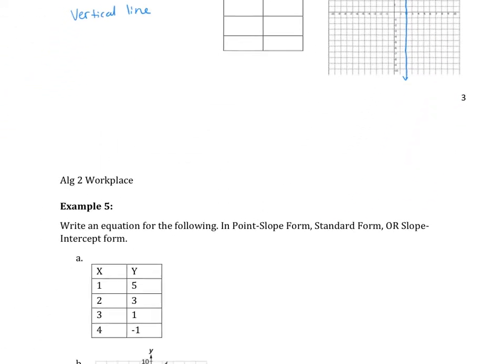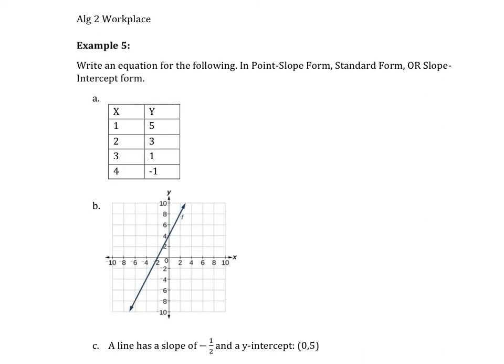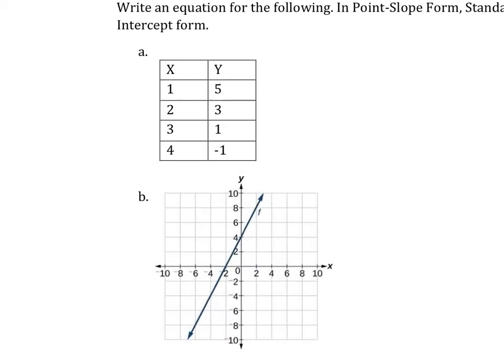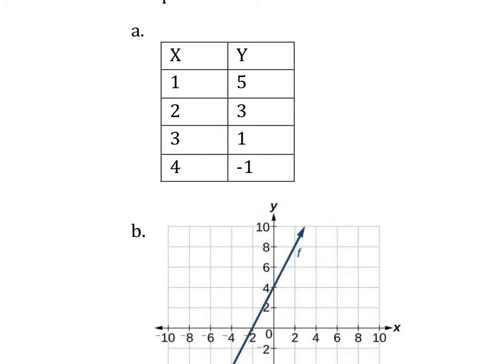Okay, on our last page here, now writing equations. So again, we have some options: point-slope form, standard form, or slope-intercept form. So if we look at letter A, we have a table here. Remember on Friday we talked about how we can find the slope from a table. If we look at our y values, what are we doing as we go from y value to y value here? Yeah, we're subtracting how much? 2.